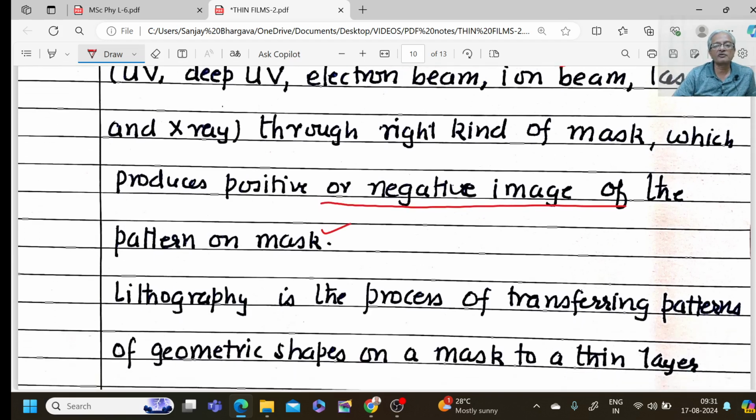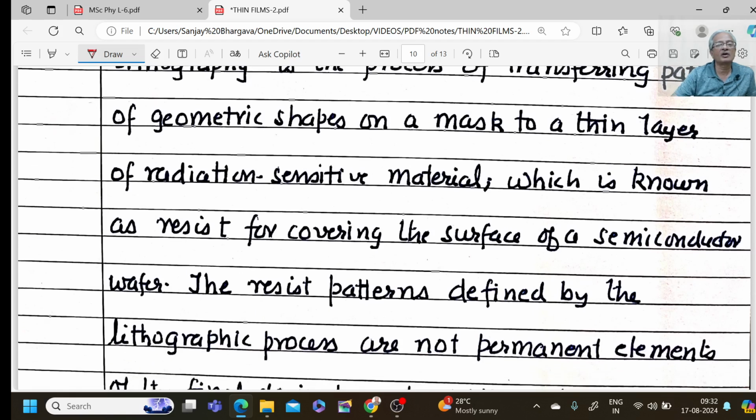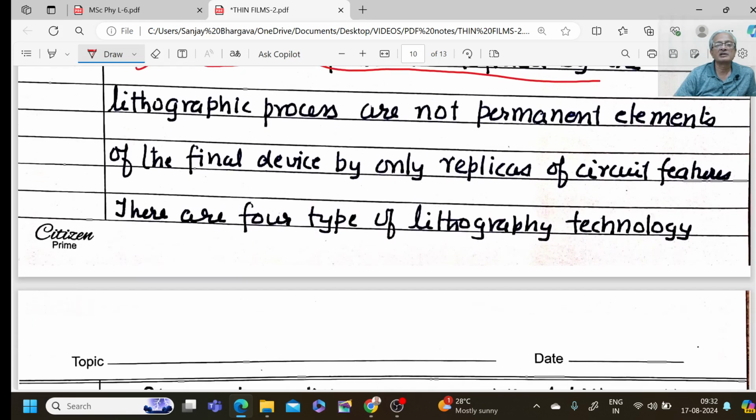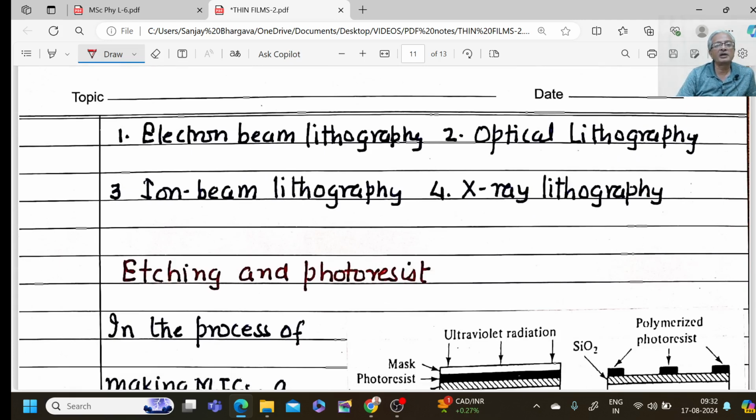Lithography is the process of transferring patterns of geometric shapes on the mask to a thin layer of radiation sensitive material, which is known as resist, for covering the surface of a semiconductor wafer. The resist patterns defined by the lithographic process are not permanent elements of the final device but only replicas of the circuit features. There are 4 types of lithography technology: electron beam lithography, optical lithography, ion beam lithography and X-ray lithography.